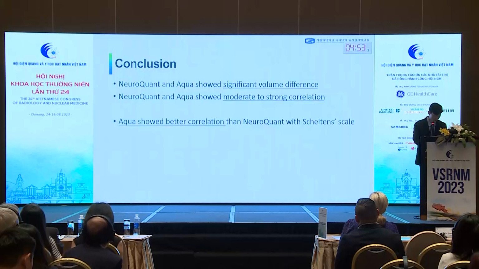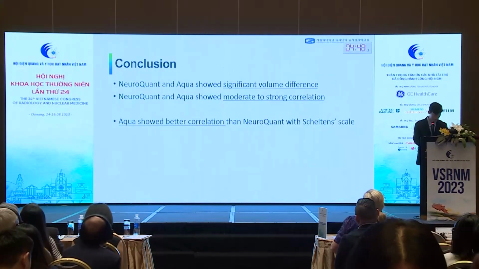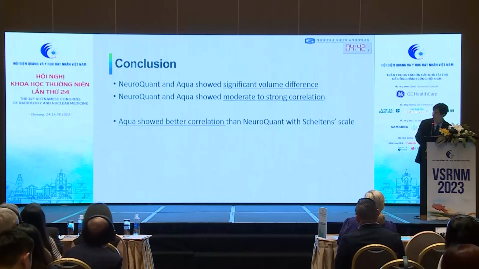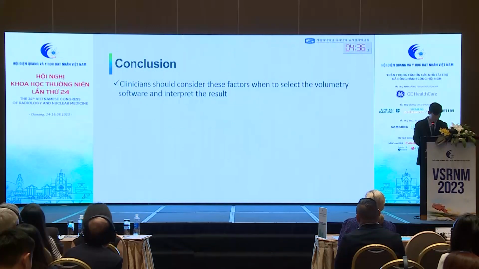Therefore, to conclude our results, AQUA showed significantly larger volume than NeuroQuant, and NeuroQuant and AQUA showed moderate to strong correlation. However, in terms of Scheltens' scale, AQUA showed better correlation than NeuroQuant. And the clinician should consider these factors and limitations when selecting the volumetry software and interpreting the results.